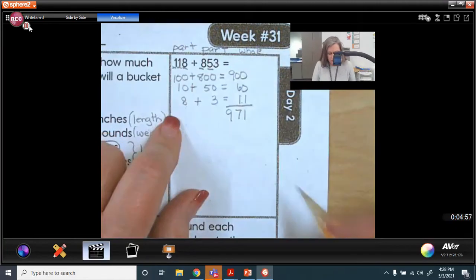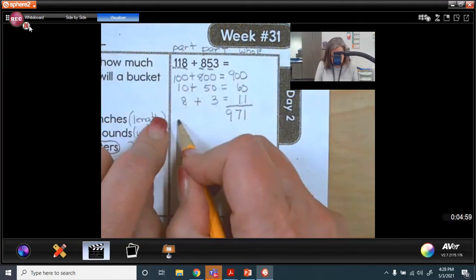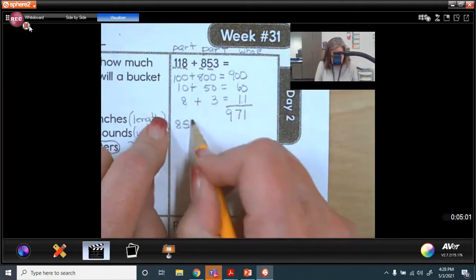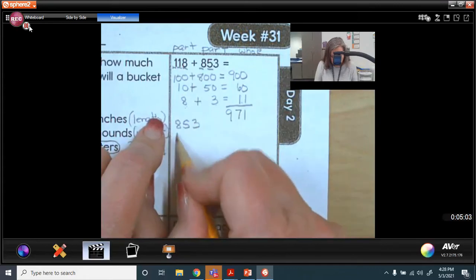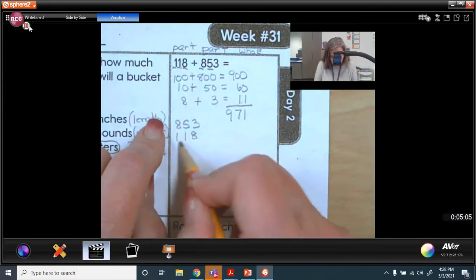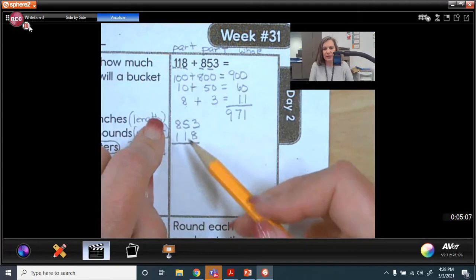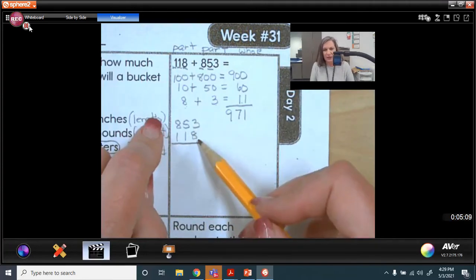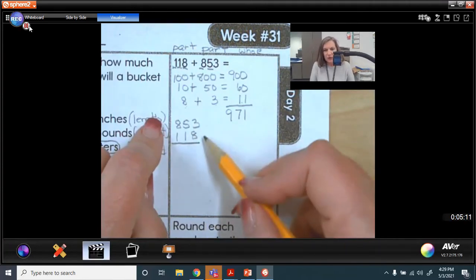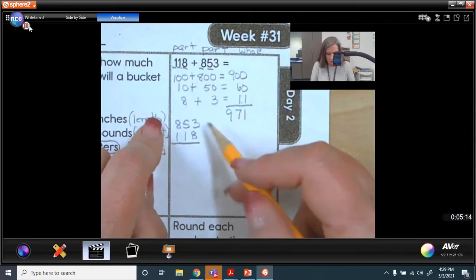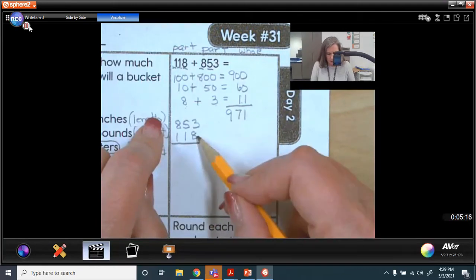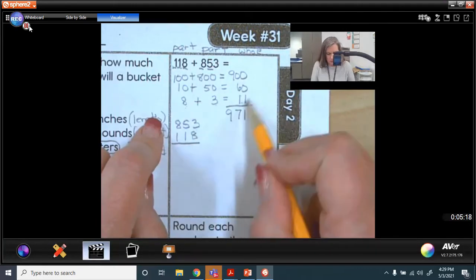Now, if I use my algorithm, and I take this 853 and I add 118 to that, I'm still taking my two parts and adding them together. When I start to add these together, I'm going to start in my ones place. So 8 plus 3, we just said was 11.